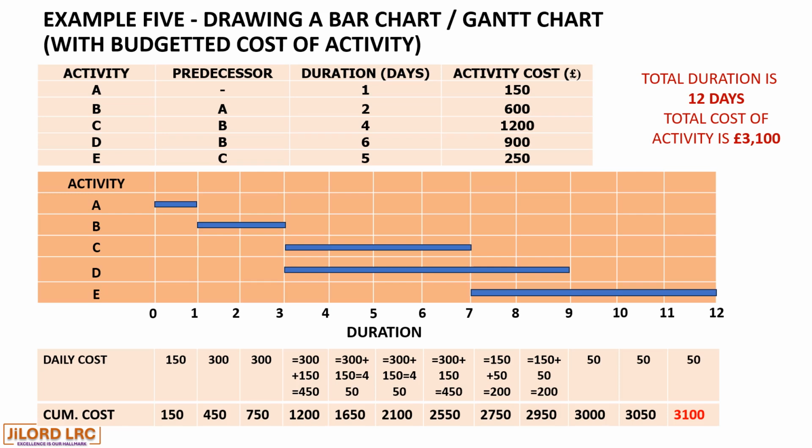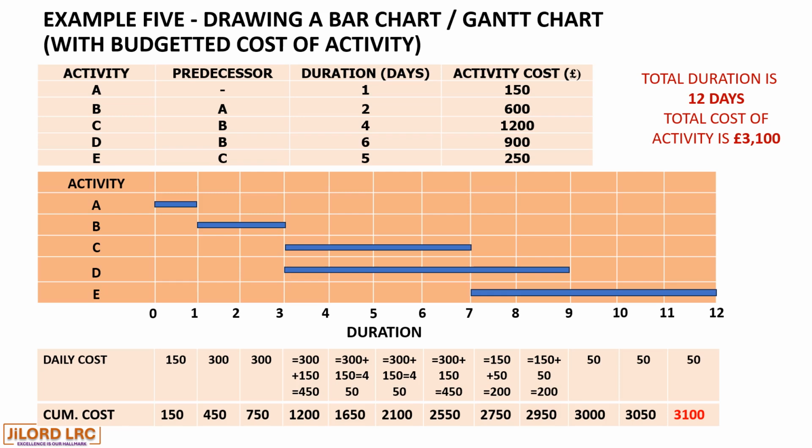At day 8, activity D attracted a 150 cost, and activity E attracted a £50 cost, adding up to £200. These £200 added cumulatively to the previous day's £2,550 cost, giving us £2,750.